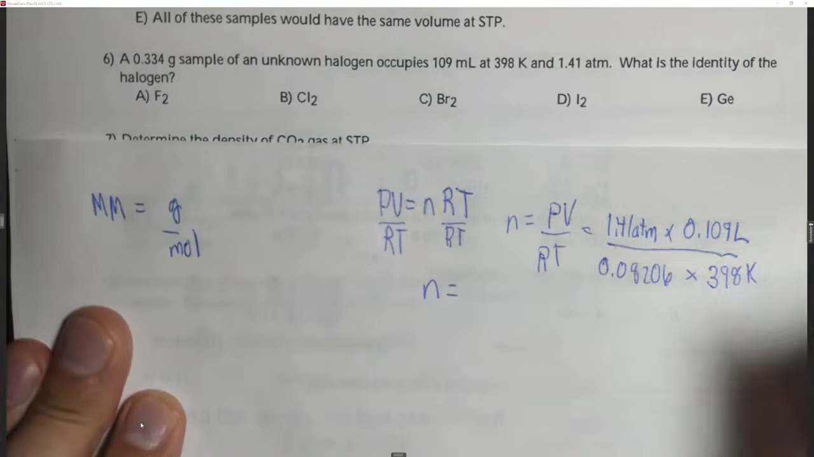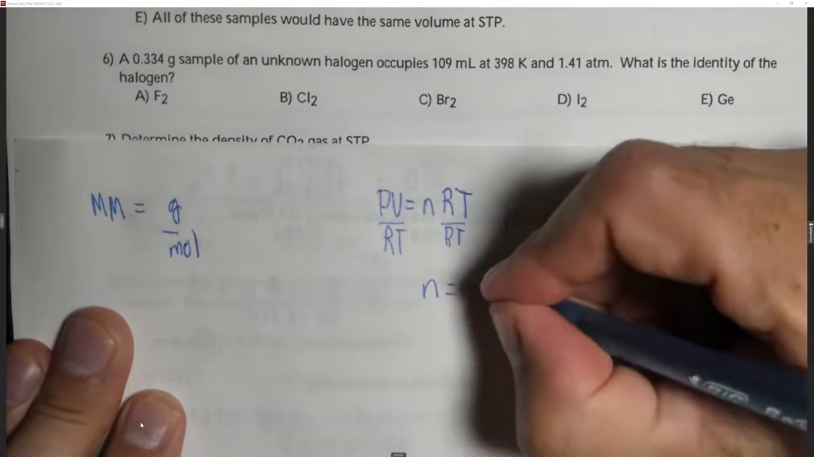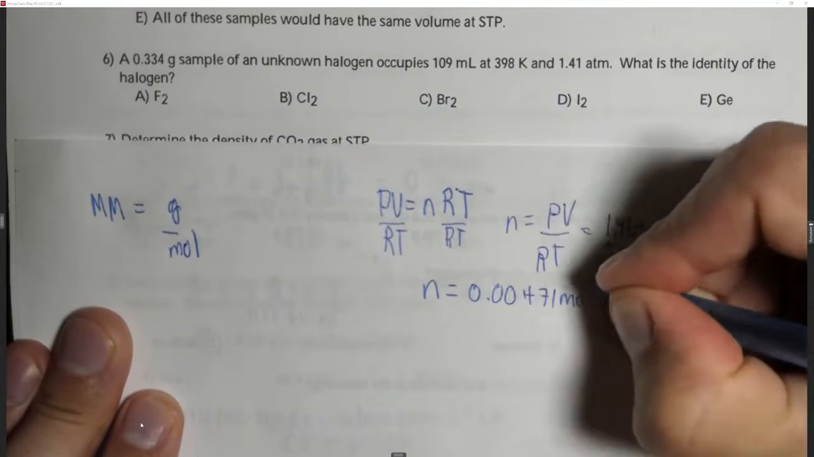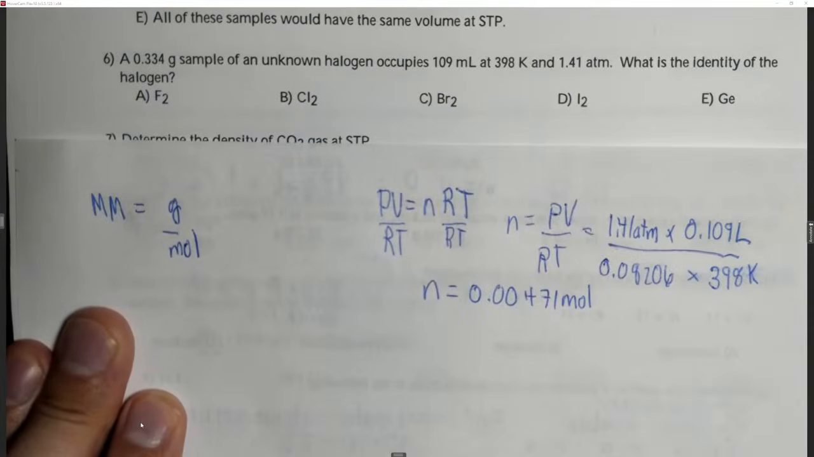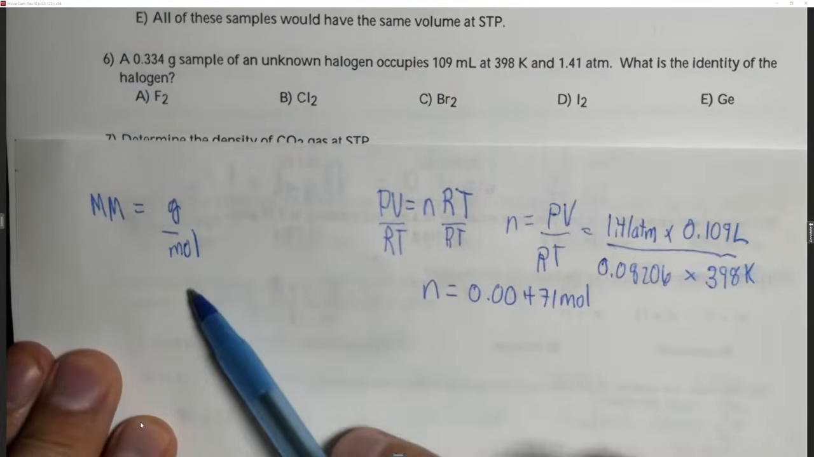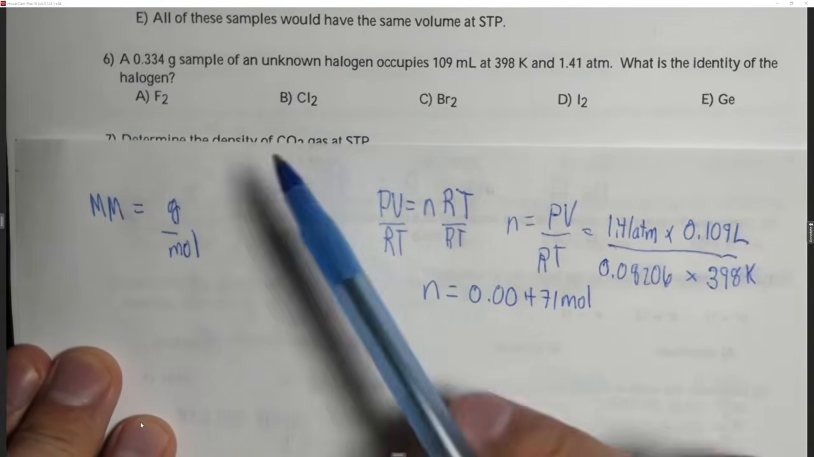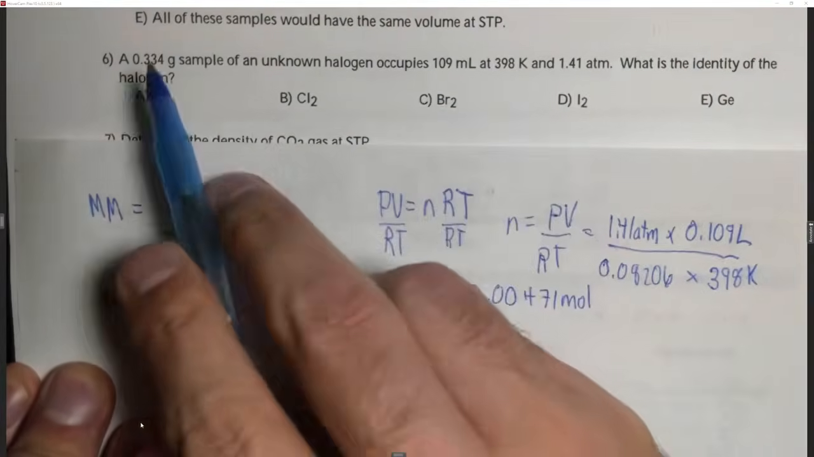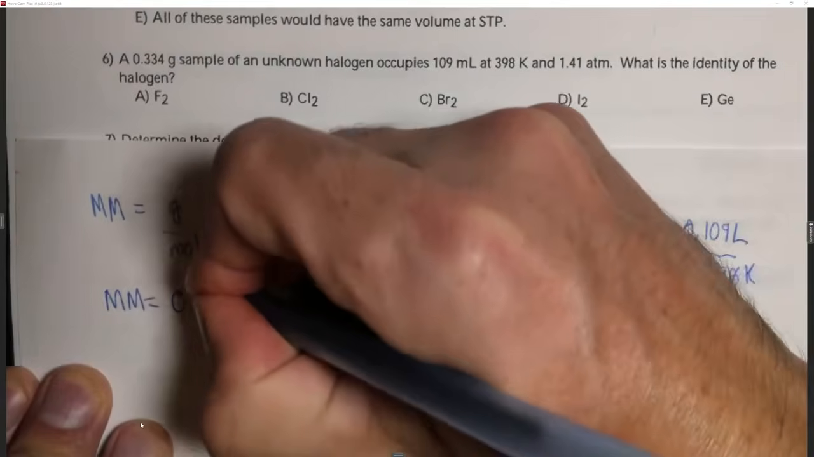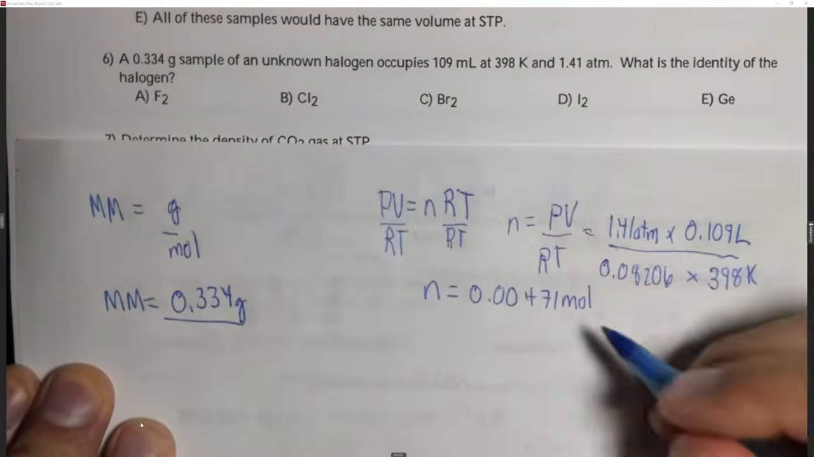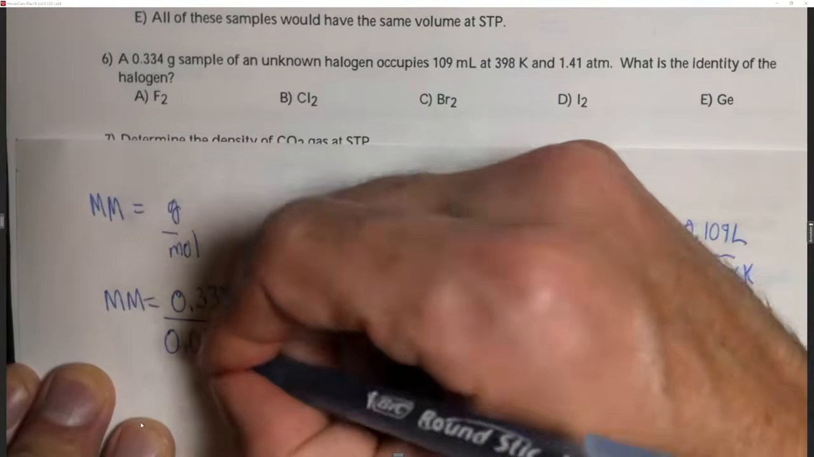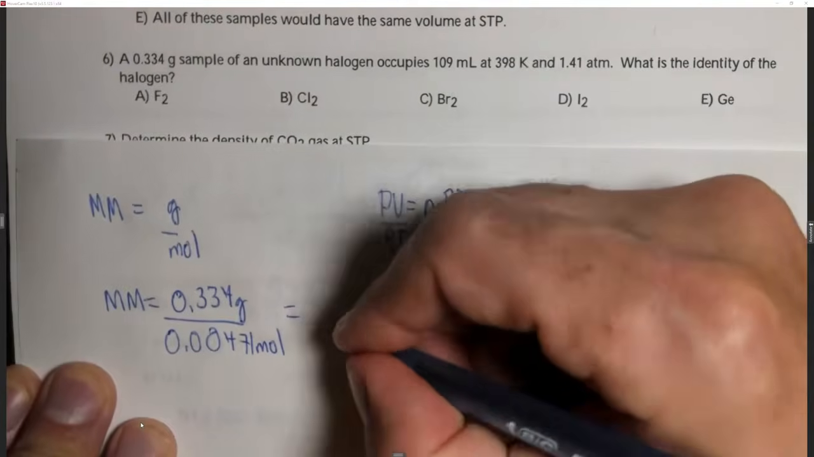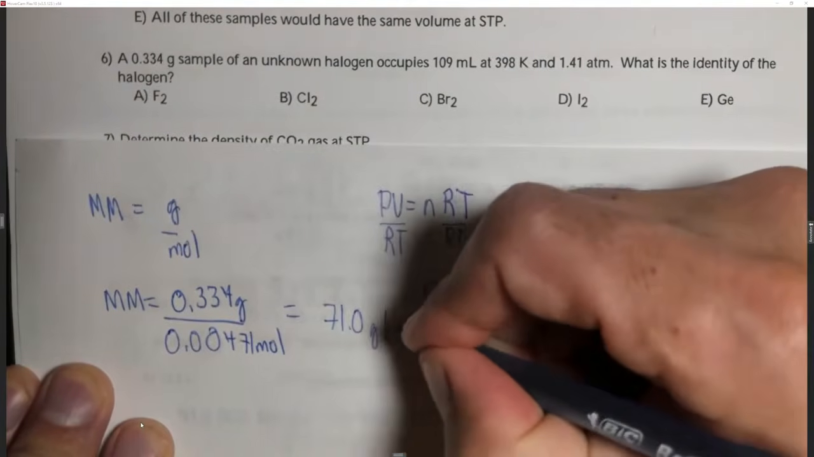And when we do that math, we find that the number of moles is 0.00471 moles of this unknown halogen. Well, now I could experimentally determine the molar mass. I know moles and I know grams. So let's divide. Molar mass is the grams from the problem, 0.334 grams, divided by the moles, which is 0.00471 moles. And when I do all that math, I get 71.0 grams per mole.